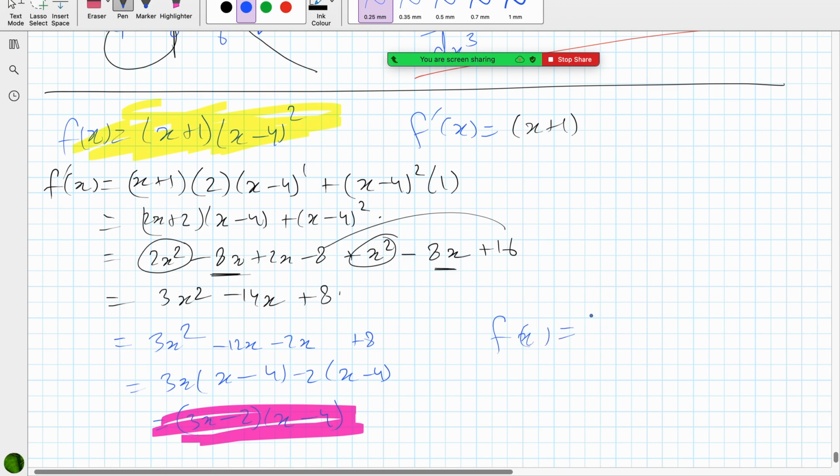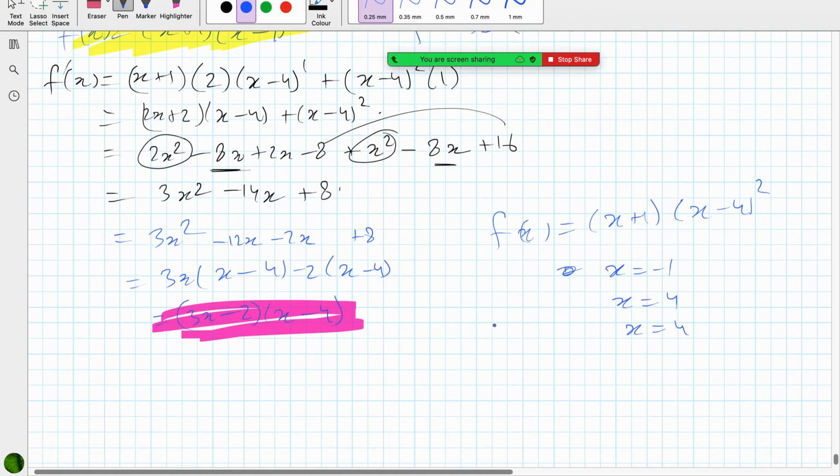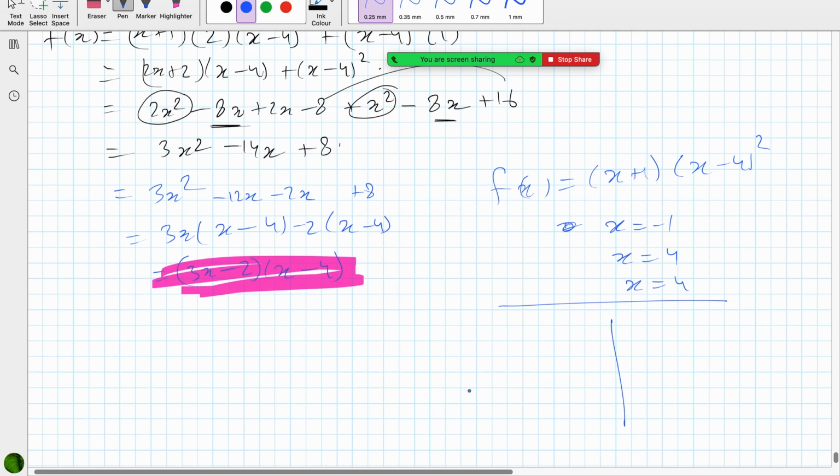f of x is equal to x plus 1 into x minus 4 whole square. Chapter 5, we know that x would be equal to minus 1 and x is equal to 4, and x is equal to 4 two times for f of x. And going for the sketch, the turning point is x minus 1 and a positive 4, and we know this is a cubic curve with positive coefficient of x cube. So this is the rough sketch.